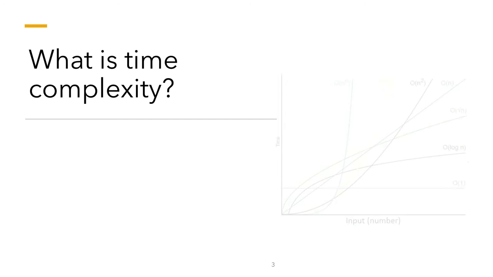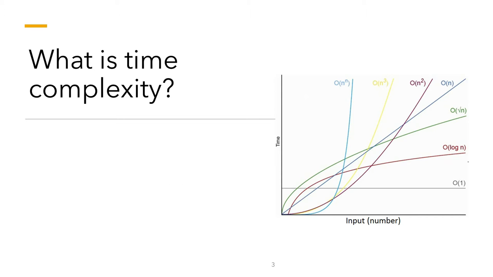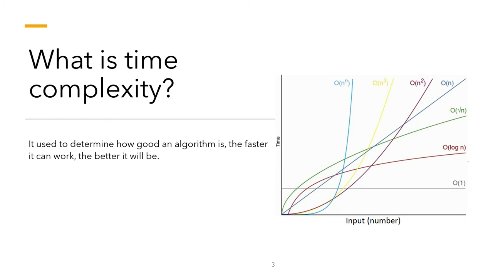What is time complexity? Otherwise known as a runtime, it is essentially how long the algorithm of a program can finish the task given to it. Basically, how you, as an 11-year-old kid, can finish a chore given to you by your parents. Where is it used? To make it short, it is used to determine how good an algorithm is. The faster it can work, the better it will be.